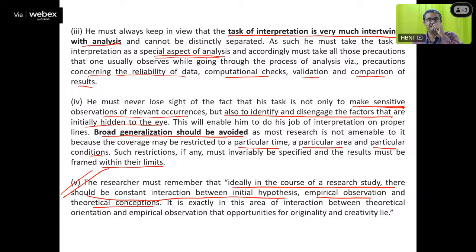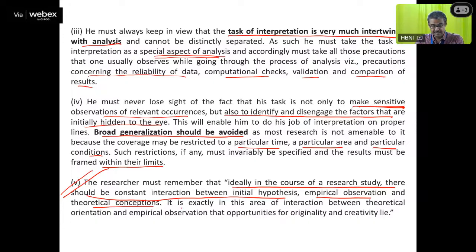It is not possible, right? So from initial hypothesis to the data collection, from empirical observation to theoretical generalization proposal, all should be in one line, and proper linking or interaction between all these should be there throughout. Otherwise, we lack originality, and we will not be able to convince our research, okay, to himself.